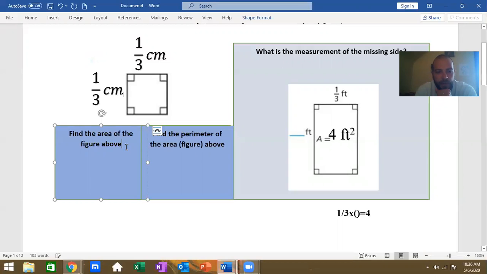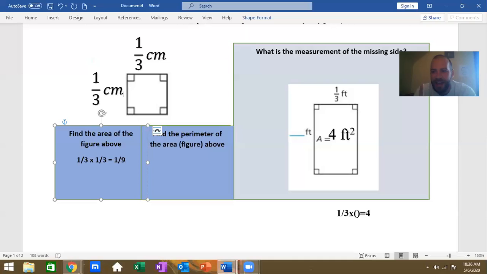So you still multiply this by this to get area. In my example problem, to find the area, you would take a third and multiply by a third, a third times a third. When you multiply fractions, do you have to find a common denominator? No, you just multiply numerators. 1 times 1 is 1. Multiply denominators. 3 times 3 is 9, and that's a ninth.